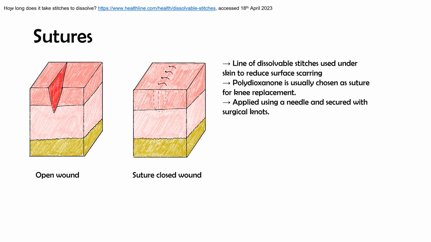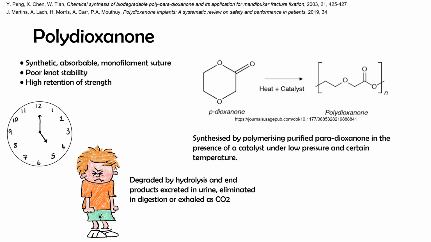To close the wound, sutures are often used under the skin to reduce the surface scarring. There are a lot of dissolvable sutures, but polydioxanone is usually chosen for knee replacement. Polydioxanone has reduced initial tensile strength when compared with other materials. However, it retains 70% of its original tensile strength at 2 weeks, 50% at 4 weeks, and 25% at 6 weeks, as it reabsorbs slower than others.